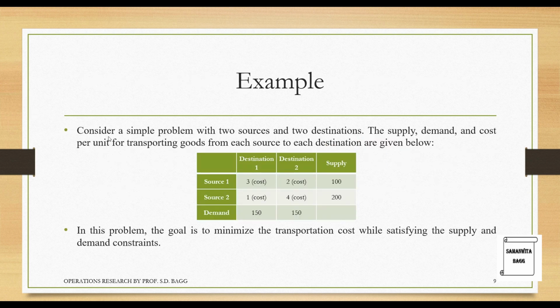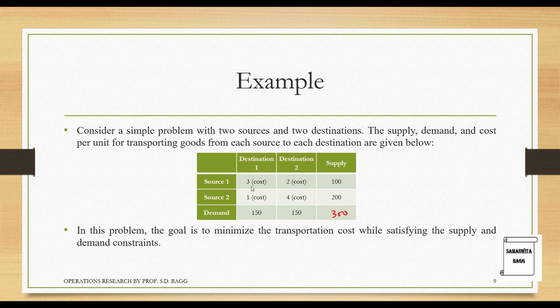So this is an example. Consider a simple problem with two sources and two destinations. The supply, demand and the cost per unit for transporting goods from each source to each destination are given below. This is the supply and demand that you have over here. So 150 plus 150 is 300 and 100 plus 200 is 300, which means the supply and demand are equal. So this is a balanced problem.